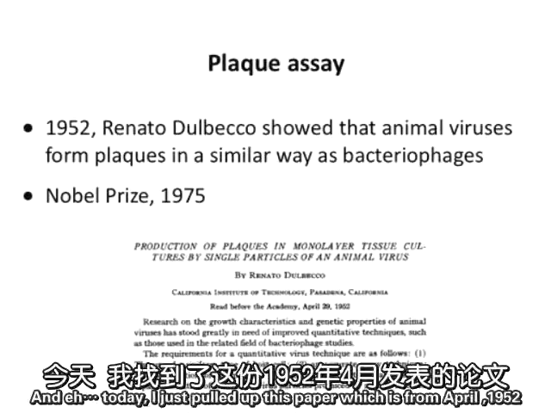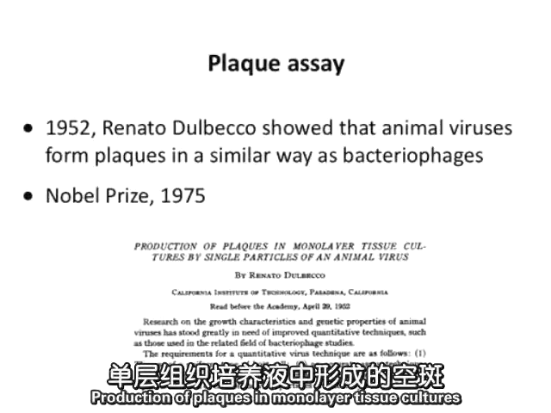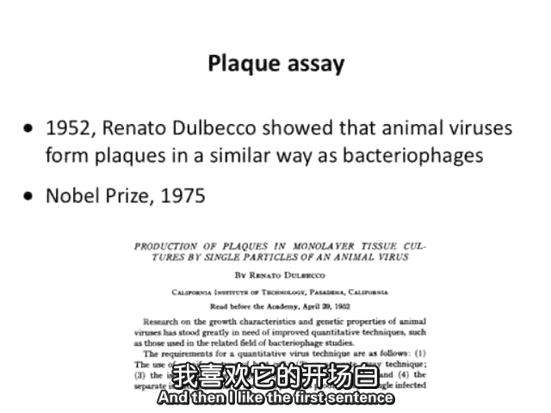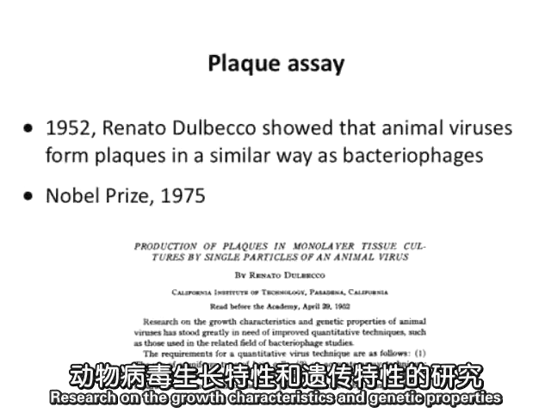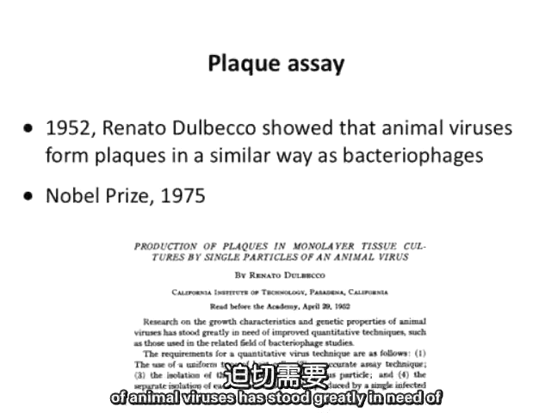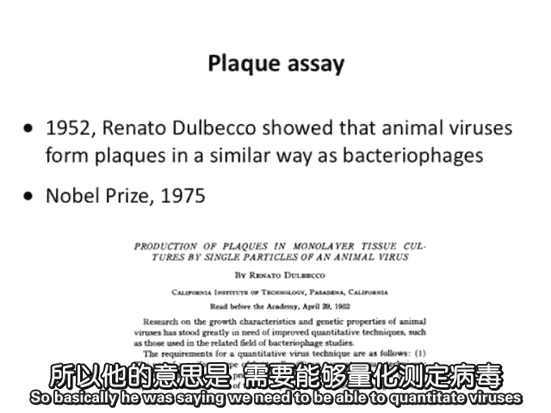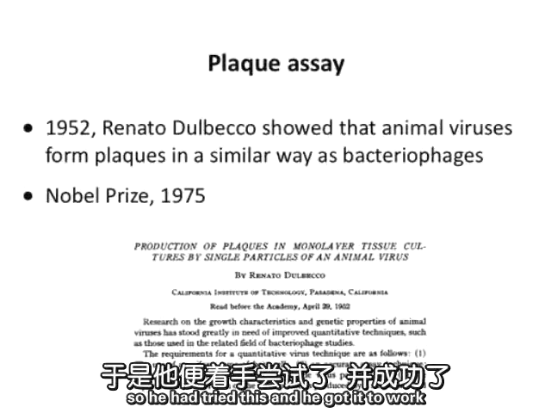And here, today I just pulled up this paper, which is from April 1952. Production of plaques in monolayer tissue cultures by single particles of an animal virus. And I like the first sentence. Research on the growth characteristics and genetic properties of animal viruses has stood greatly in need of improved quantitative techniques, such as those used in the related field of bacteriophage studies. So basically, he's saying we need to be able to quantitate viruses like we can do phages. So he tried this, and he got it to work.